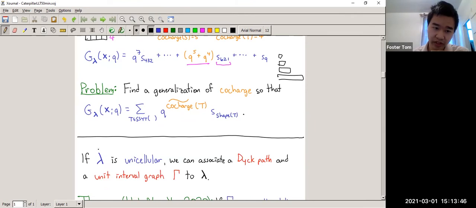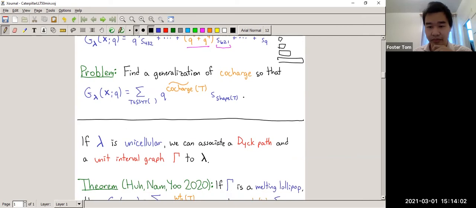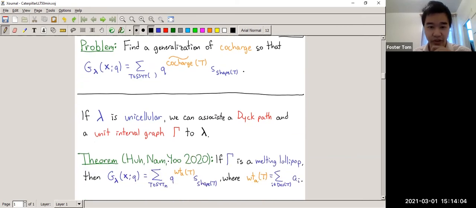So if my tuple of rows is unicellular, which means that each skew diagram consists of exactly one box, then we can associate a Dyck path and a certain kind of graph to that shape. And these authors, He, Nam, and Yu, showed that if the graph takes on a certain form, then the LLT polynomial is given by this Schur expansion, where they define some statistic here. I'll just show you in an example what their theorem looks like.